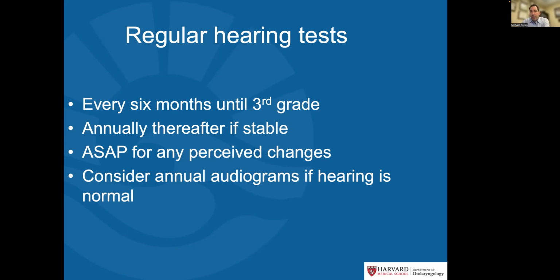I usually get hearing tests every 6 months until about 3rd grade, and then annual hearing tests thereafter if it's been stable. And then if there are any changes in the perceived hearing, to repeat the hearing test as soon as possible. I also recommend annual hearing tests for children with Myhre syndrome, even if the hearing has been shown to be normal, so that we can pick up any change in hearing should it occur.